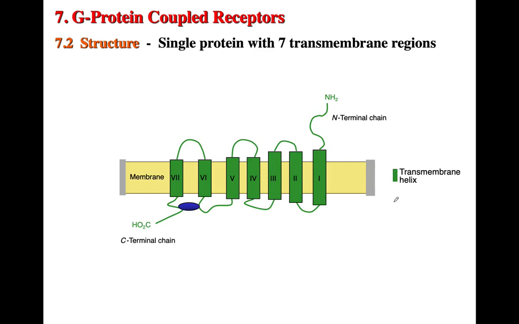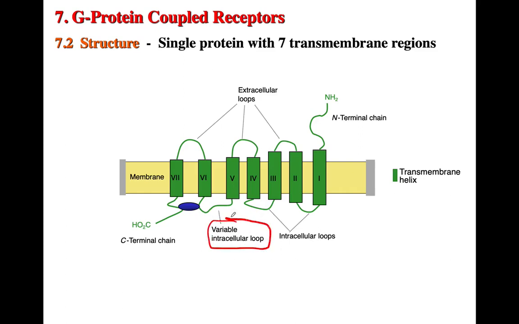And you have this N-terminal, the C-terminal, and the extracellular loops and the intracellular loops. Again, you have a variable intracellular loop here. As we mentioned, the variable intracellular loop is so-called because the number of amino acids can change, the length of the loop can be different. Then there's a G protein binding region here.